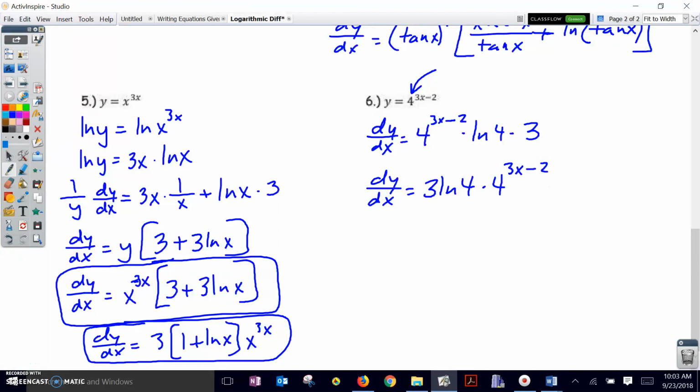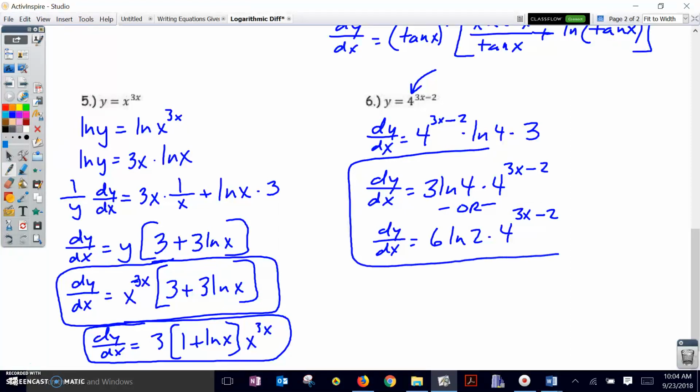We could also use natural logarithm rules to simplify this here, and this would also be an acceptable answer: 6 natural log of 2 times 4 to the 3x minus 2. So either one of those, depending on our focus at the time, I would accept either one of those at this stage. All right, that's the end of the examples from this video.